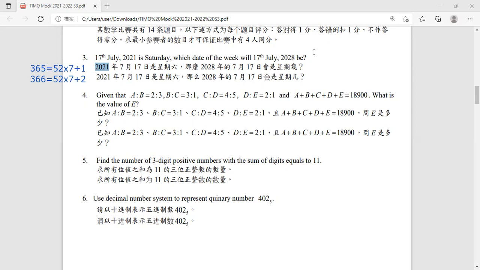So there will be 2022, 2023, and 24, 25, 26, 27, and 28. So how many days are there? Okay, there are 9 days. And 9 divided by 7 is equal to 1 remaining 2. So you add 2 days to Saturday, which means it will be a Monday.